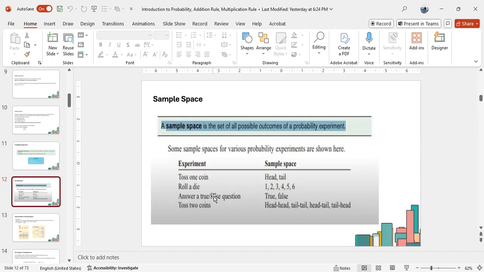If we have to answer a question in true or false, there are two possibilities. Either it will be true or it will be false. Whenever we toss two coins, there is a possibility that we have head, head; tail, tail; head, tail; or tail, head. So all of these are the sample spaces of these experiments.